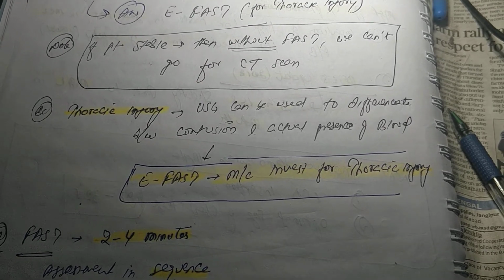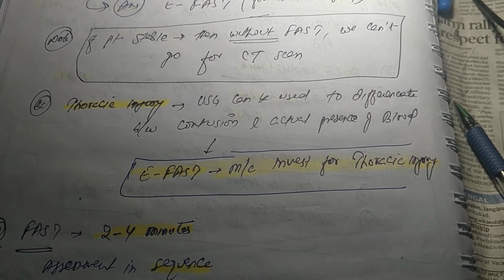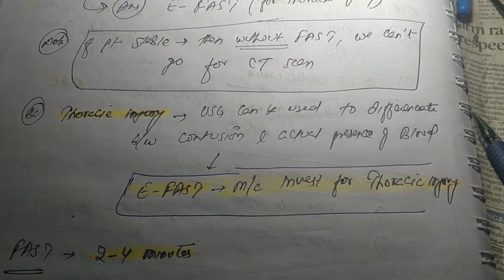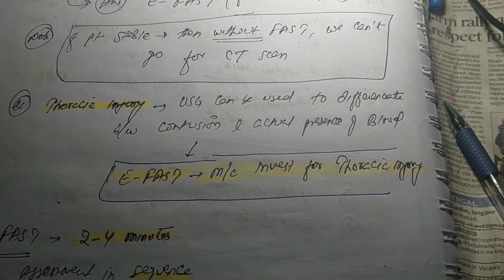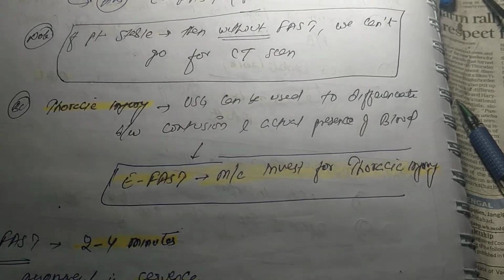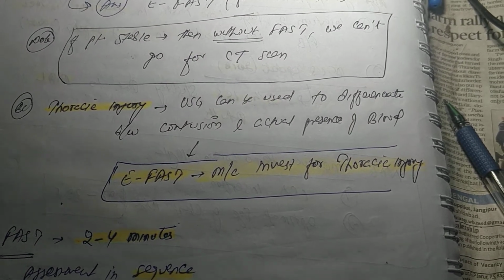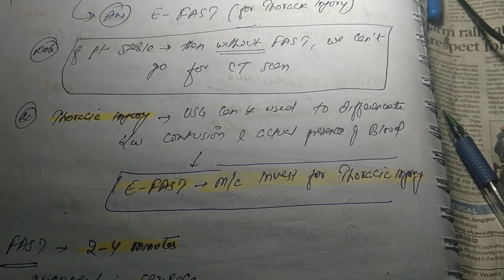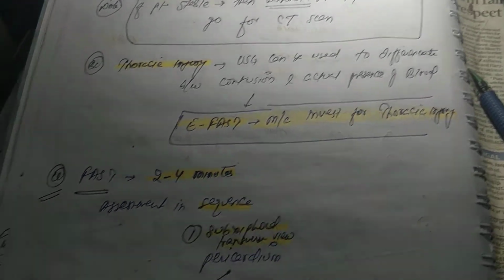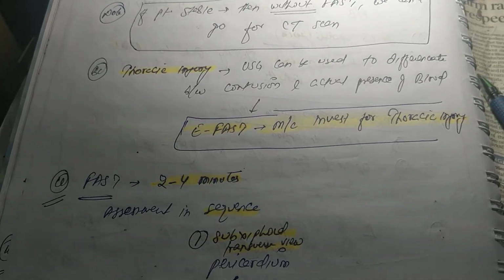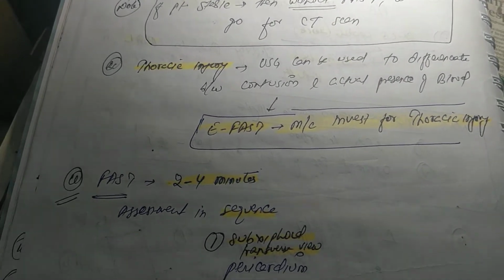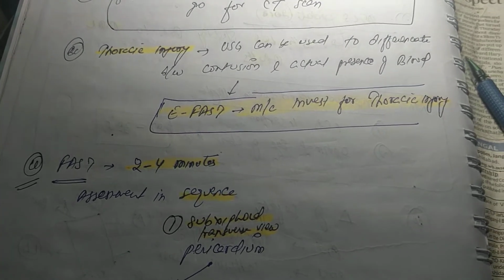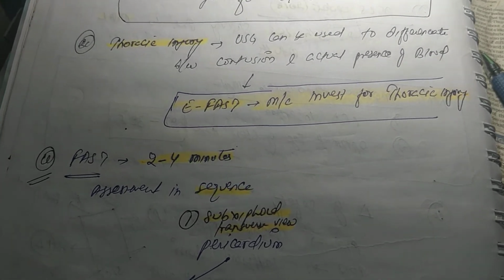Okay, and E-FAST is the USG which can be used to differentiate between contusion and actual purgence of the blood. So basically the most common investigation for thoracic injury will be E-FAST. Now let's talk about FAST. Okay, this is the Focused Assessment Sonography for Trauma. It is done within 2 to 4 minutes, in the hospital only.